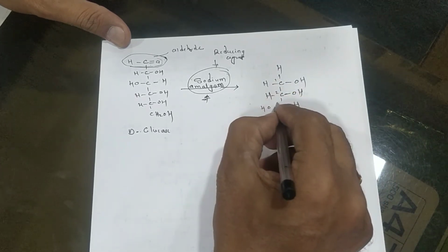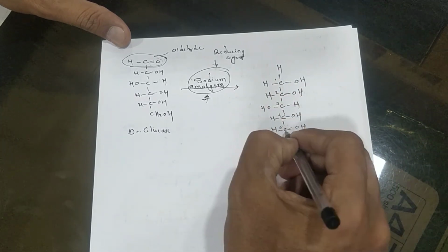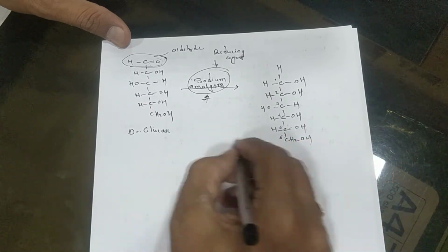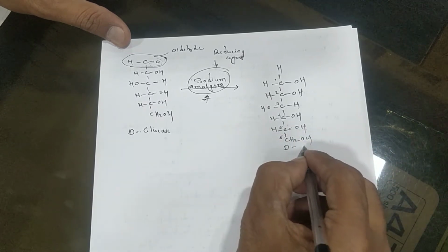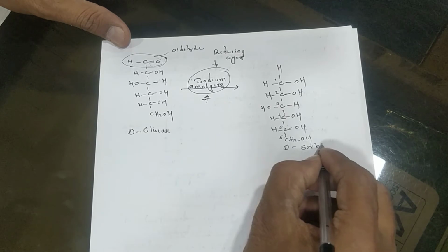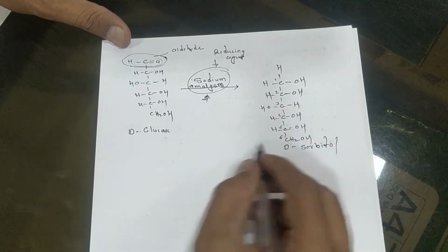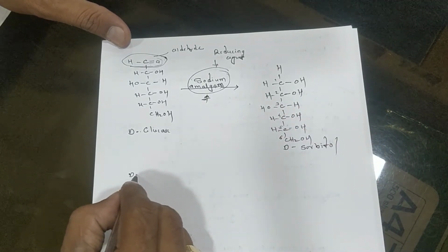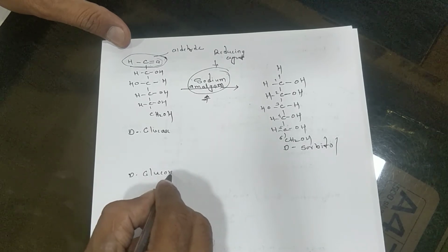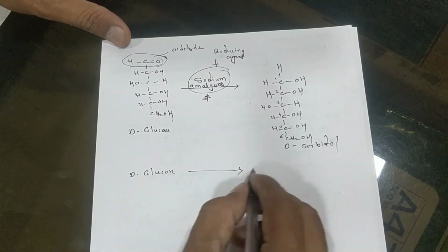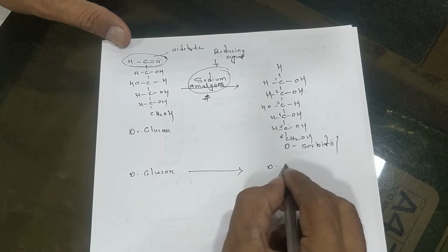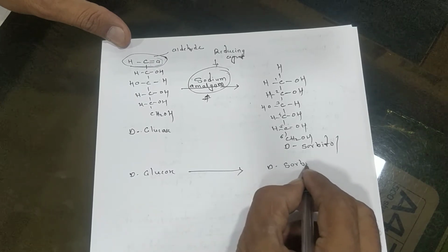One, two, three, four, five, six, and that gives the sorbitol. The D-glucose reduction reaction gives the D-sorbitol.